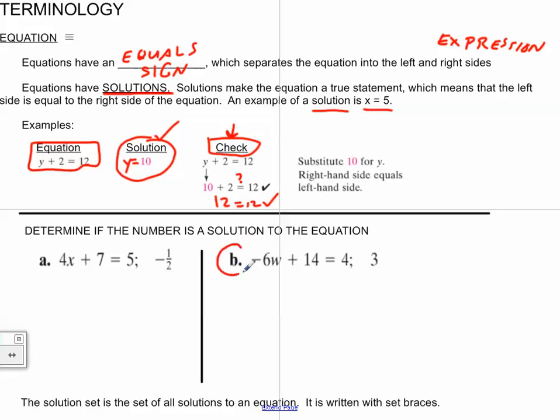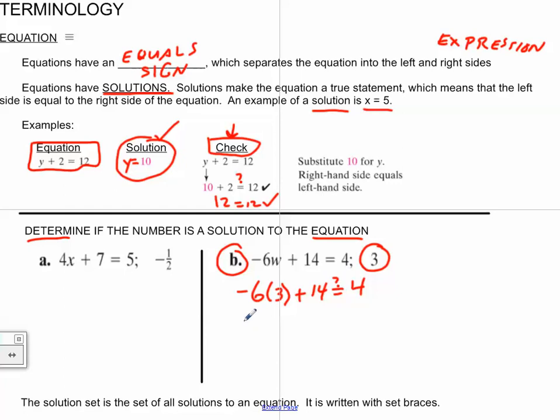So let's take a look at this one and determine if this solution is actually a solution to this equation. Again, we've got an equation, with an expression on the left side and an expression on the right side, separated by an equal sign. Let's find out if, when w is equal to 3, negative 6 times w plus 14 does equal 4. We're not sure, so we put a question mark in front of it.